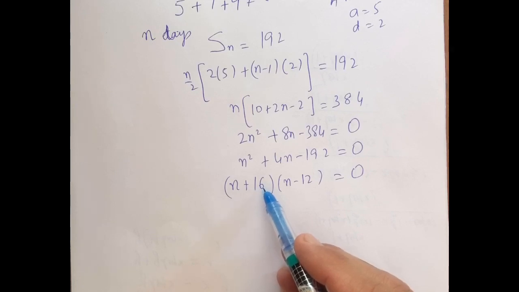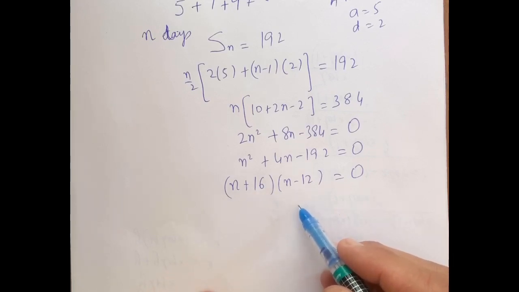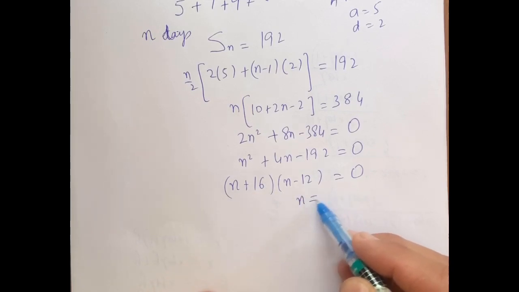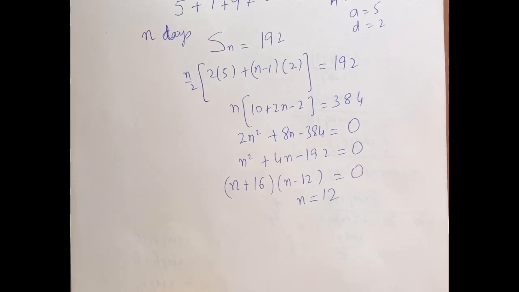This gives us n is equal to minus 16, which is not possible. Number of days cannot be negative. The second factor gives us n is equal to 12. So that means it took him 12 days to finish the job.